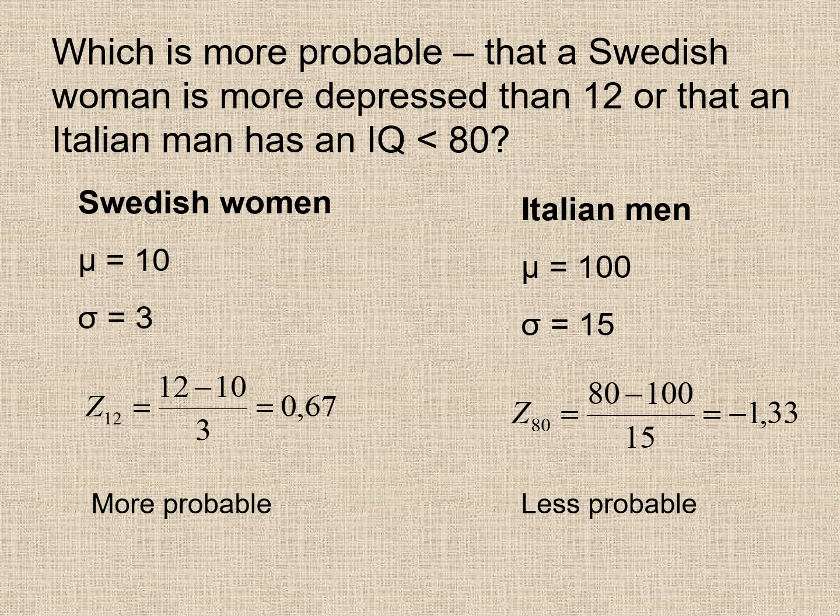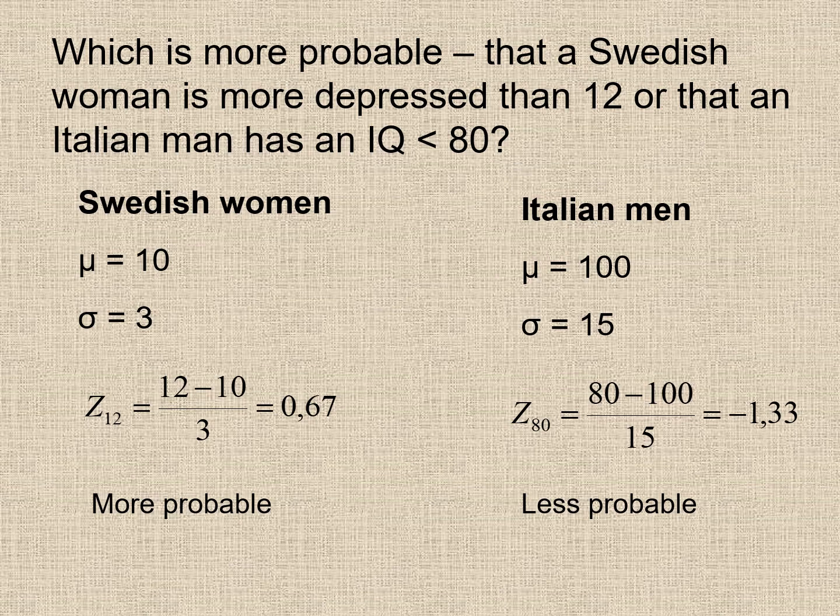that a Swedish woman randomly selected from the population is more depressed than 12, or that a randomly selected Italian man has an IQ less than 80. Which of these two outcomes is more probable? Well, in order to do the comparison, because it's two different populations and two different variables, we have to standardize those values first. So we transform them to a z value.